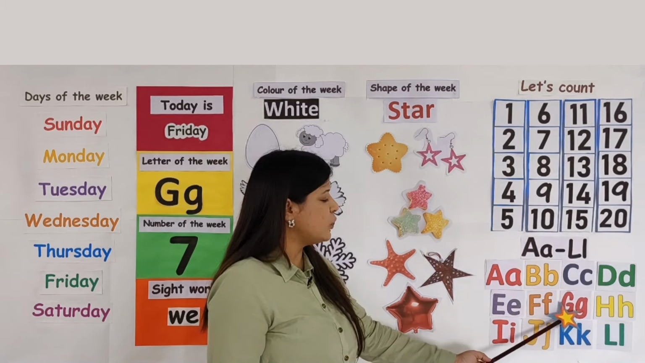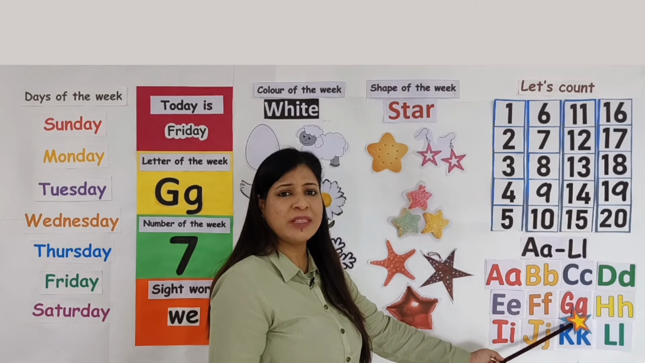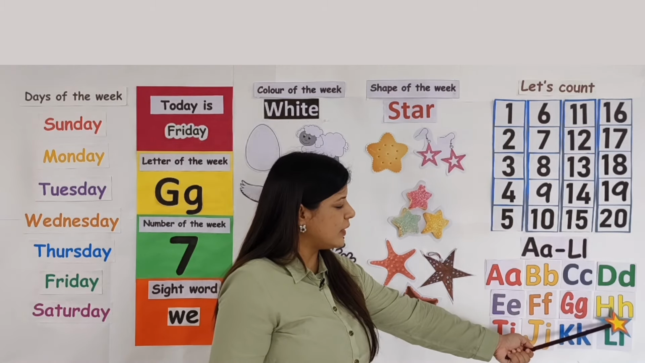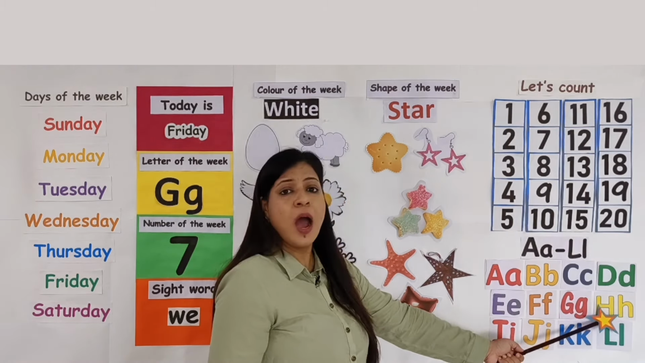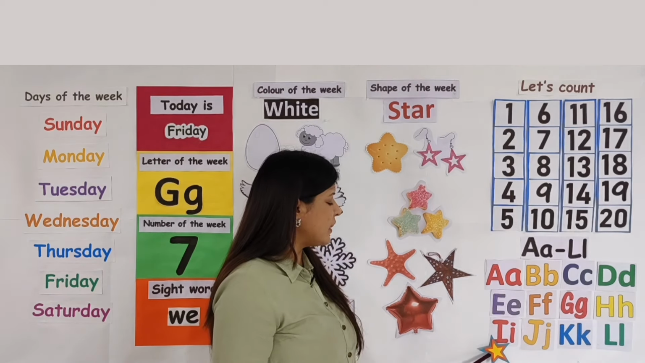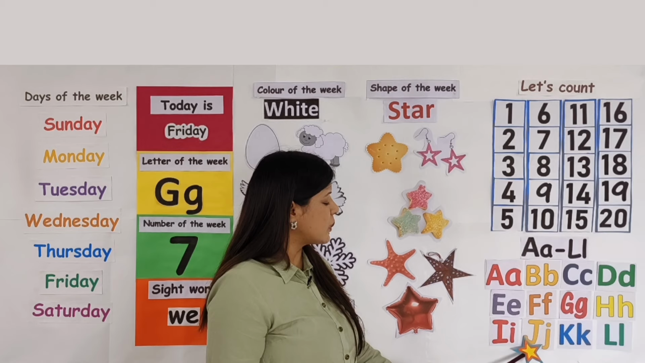This is uppercase letter G. This is lowercase letter G. Letter G makes a sound G. This is uppercase letter H. This is lowercase letter H. Letter H makes a sound. This is uppercase letter I. This is lowercase letter I. Letter I makes a sound E. This is uppercase letter J.